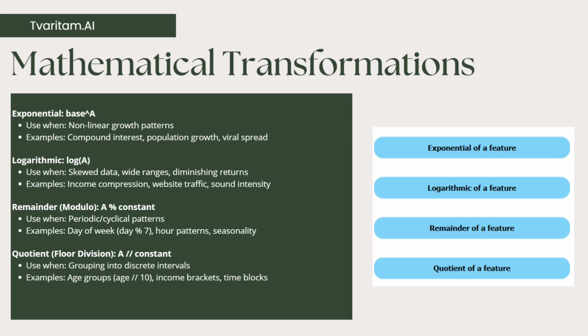Remainder or modulo: the remainder operation is useful for identifying cyclical or repeating patterns. So for example, if we divide a number by 7, the remainder can indicate the day of the week. This approach is commonly used for seasonality and cyclic time patterns. Quotient division helps convert continuous values into discrete groups. For example, age groups, income brackets, or time interval. This allows us to categorize continuous data into more interpretable segments.